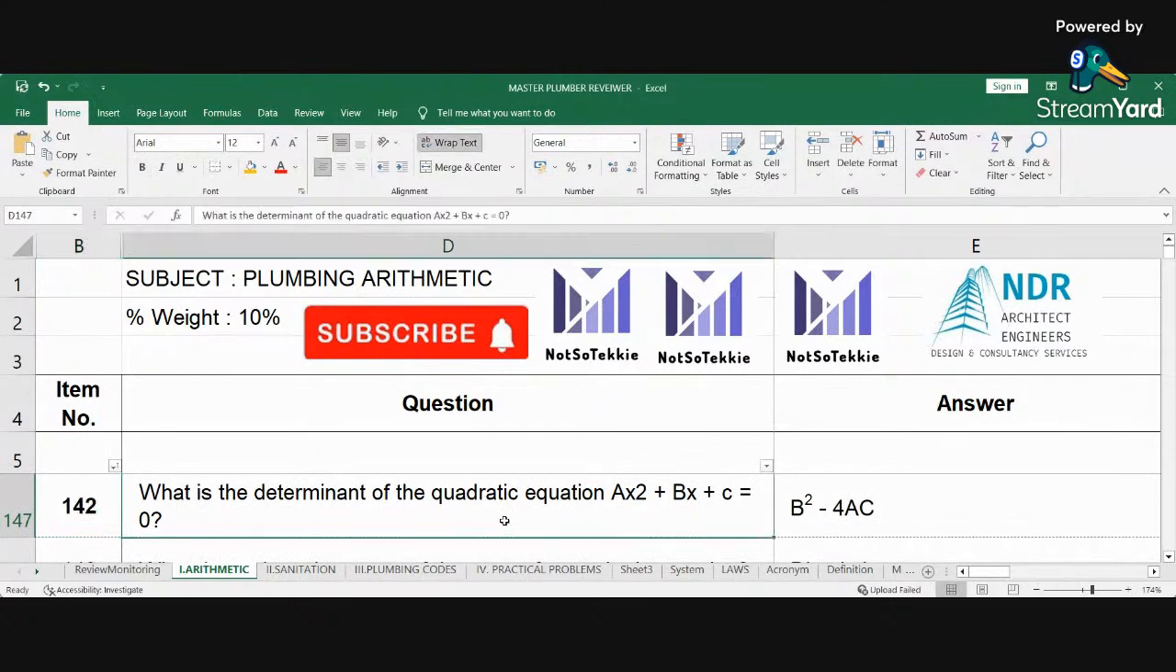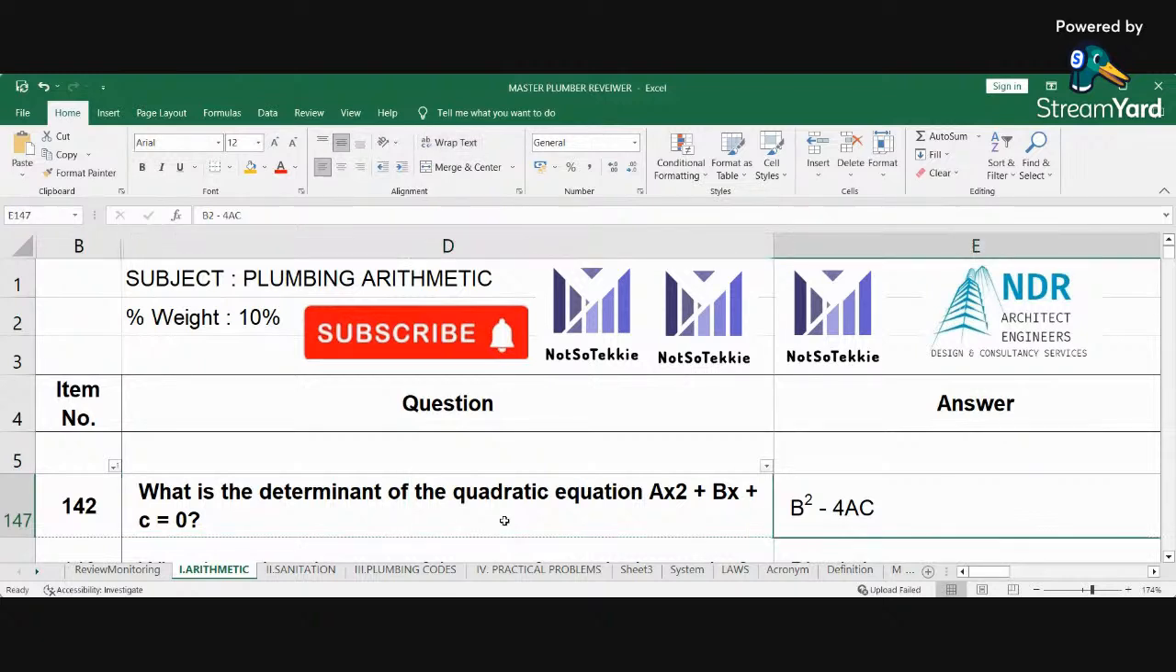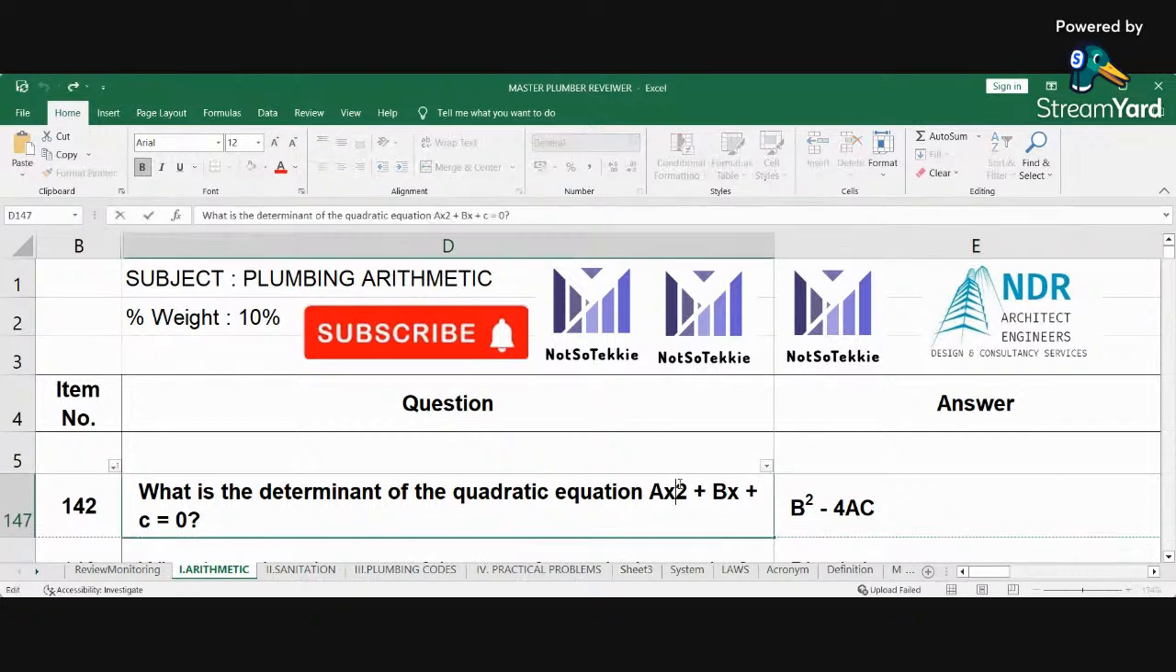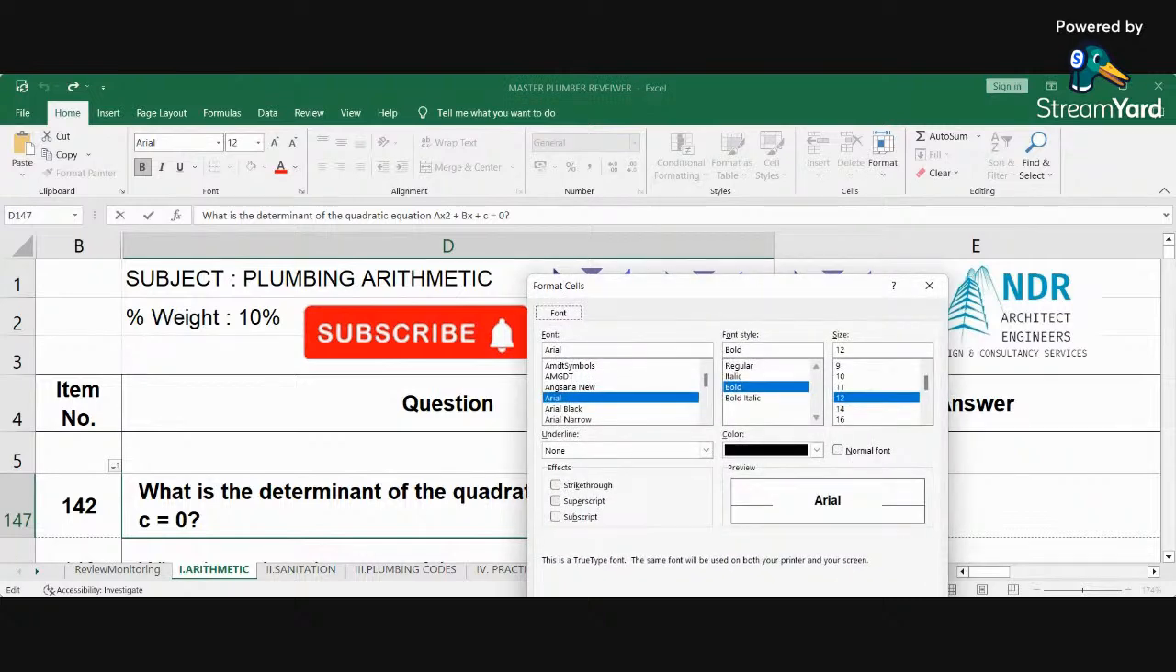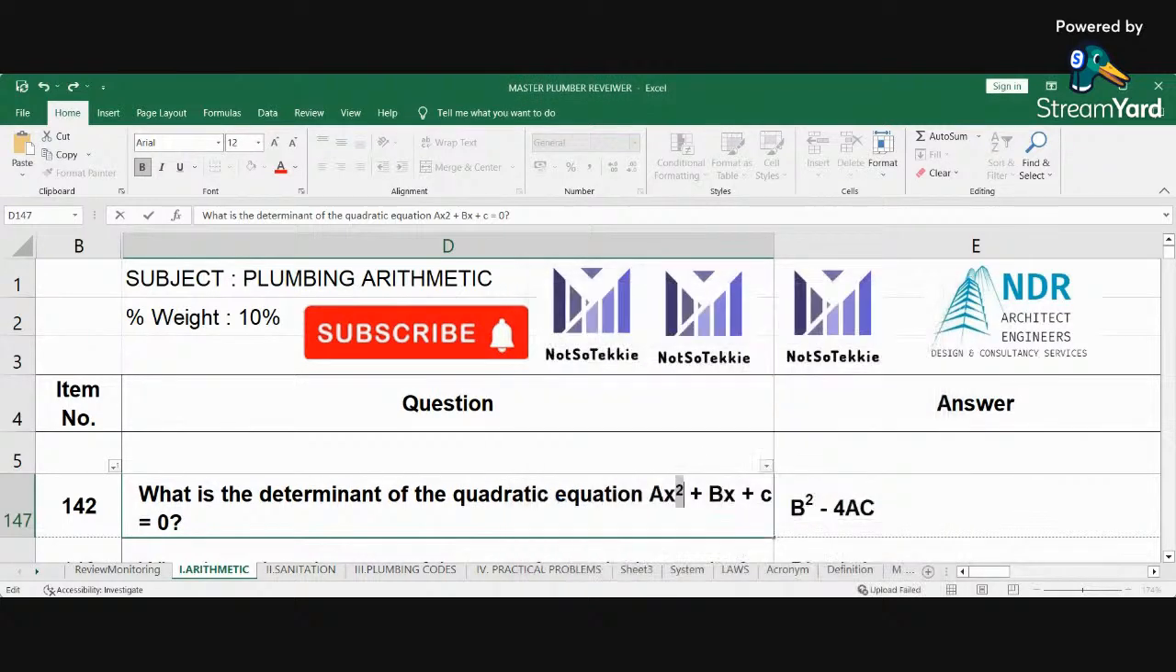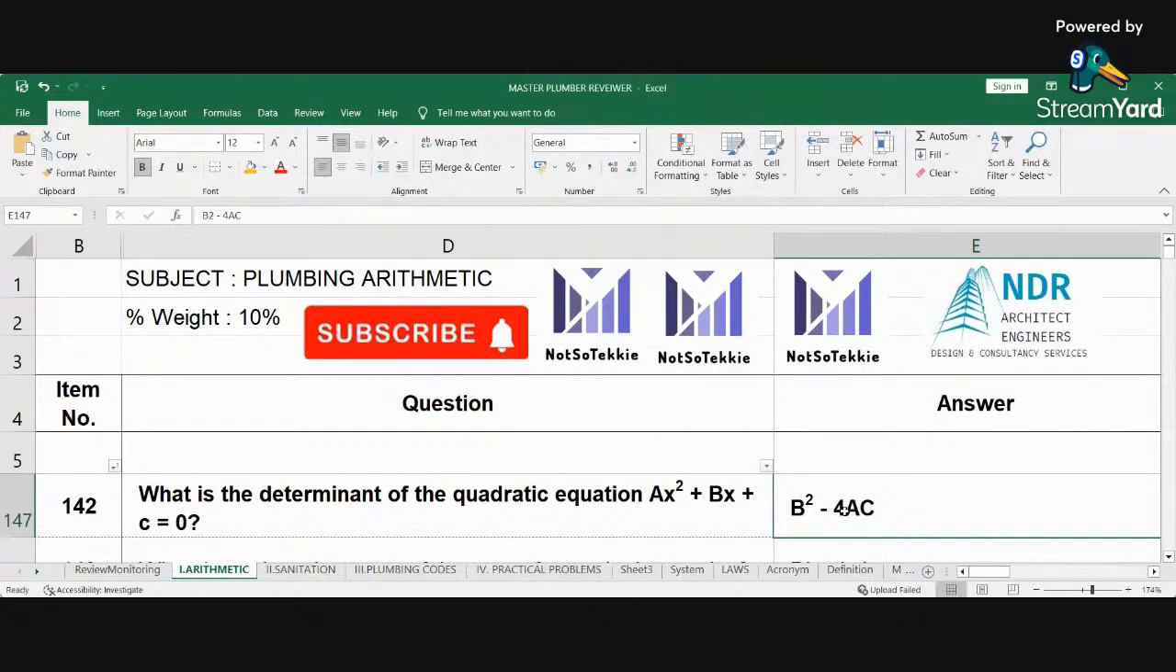142. What is the discriminant of a quadratic equation ax squared plus bx plus c is equal to 0? The answer is b squared minus 4ac. What is the discriminant of the quadratic equation ax squared plus bx plus c is equal to 0? The answer is b squared minus 4ac.